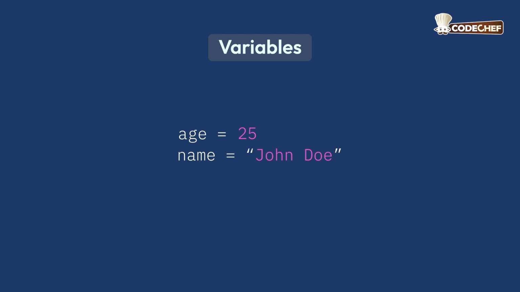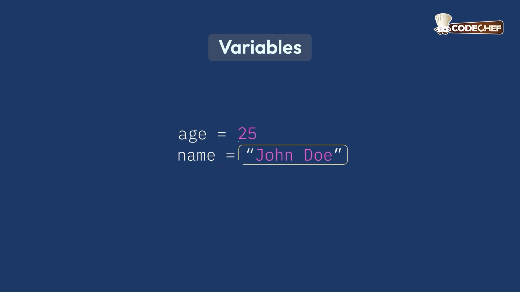See how John Doe is not a number but a sequence of characters. Such sequences of characters enclosed in single or double quotes are called strings. We can say the variable name is a string type of variable because it stores a string in it.